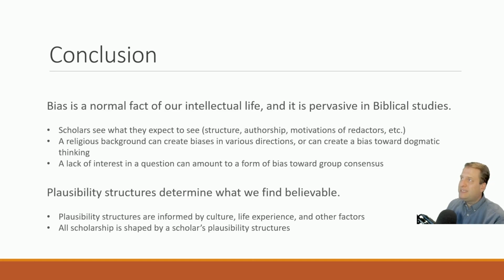Concluding this section, bias is a normal fact of our intellectual life, and it is pervasive in biblical studies. Scholars see what they expect to see in questions of structure, authorship, and motivations of redactors, etc. A religious background can create biases in various directions, or can create a bias toward dogmatic thinking. A lack of interest in a question can amount to a form of bias toward group consensus. And plausibility structures determine what we find believable. Plausibility structures are informed by culture, life experience, and other factors. And all scholarship is shaped by a scholar's plausibility structures. This is very important to understand anytime we're reading biblical scholarship, and again, especially Isaiah scholarship.